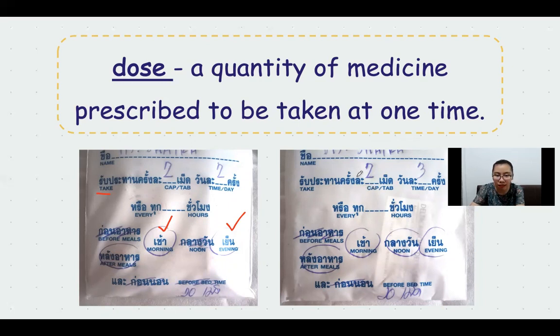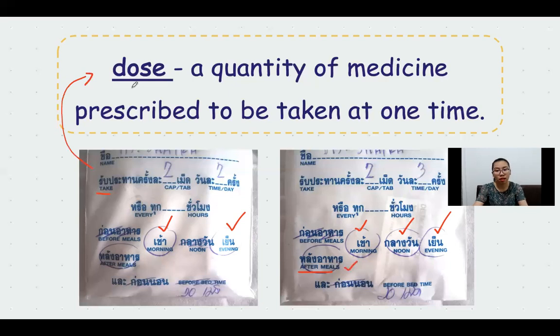Now this is another medicine. It says take 2 capsules or tablets 3 times a day, after meals in the morning, noon, and evening. So Teacher Shai needs to take two capsules three times a day. Morning, two. At noon, after lunch, two. And then evening, after dinner, two. Do you understand? This is dosage.